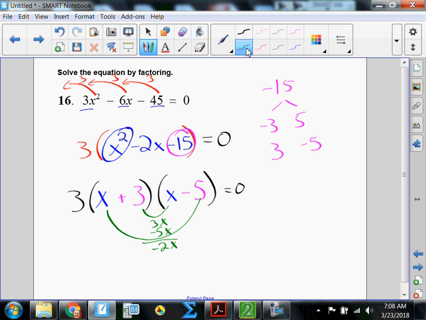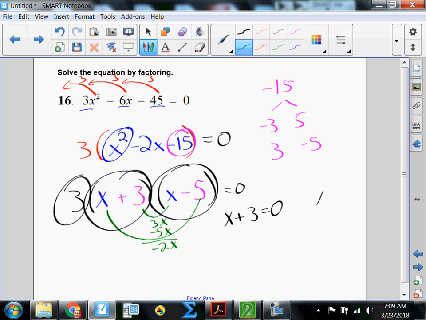So our zero product property says that if we have 3 factors, 1, 2, 3, multiplied to give you 0, at least one of those factors has to equal 0. So we set our x factors equal to 0, and we solve those. So minus 3 on the first one, and x equals negative 3, plus 5 on the second one, and x equals 5.